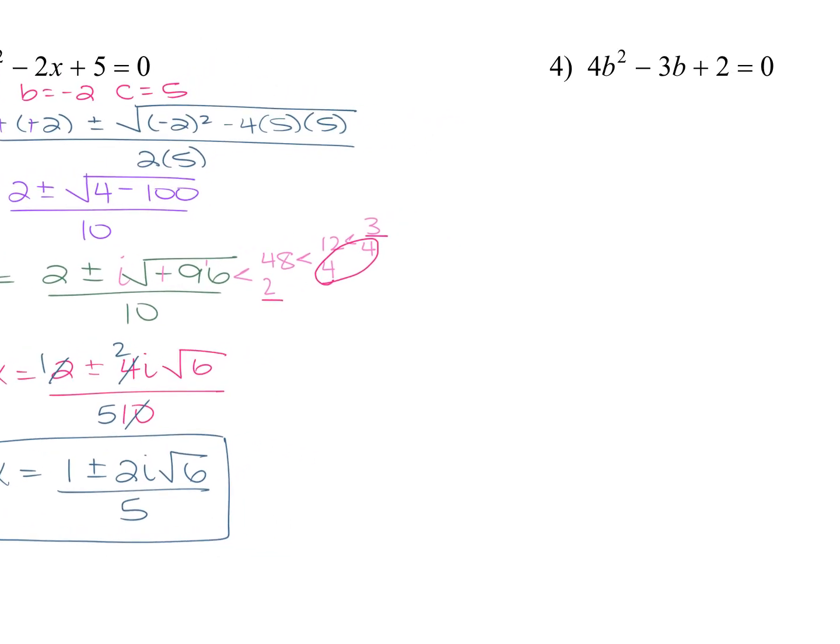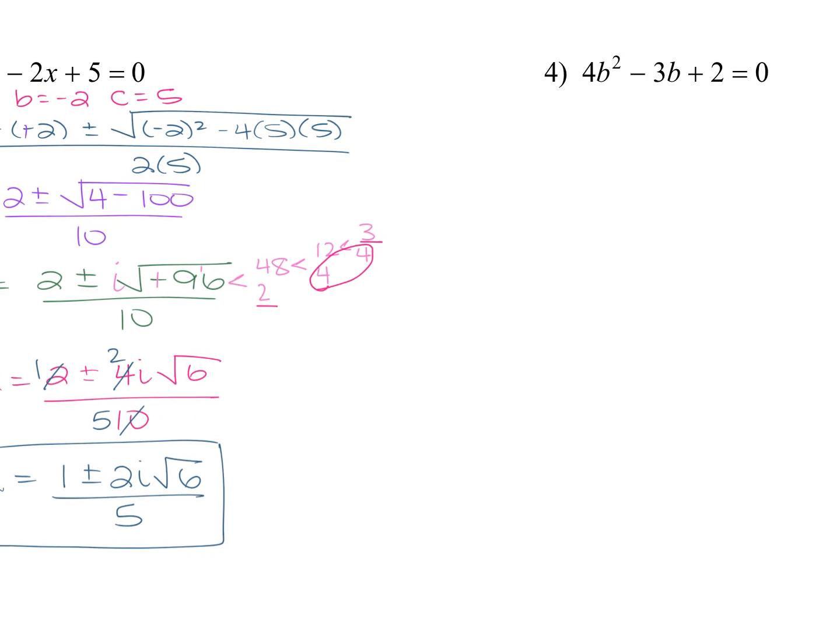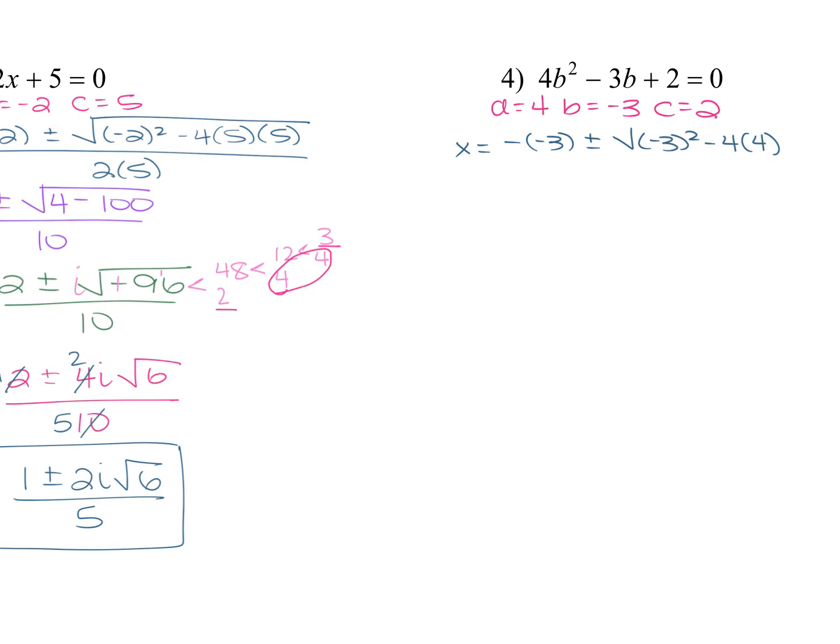For number 4, you have 4b squared minus 3b plus 2 is equal to 0. A is 4, b is negative 3, and c is 2. So this is going to give us x is equal to the opposite of negative 3 plus or minus the square root of negative 3 squared minus 4 times 2 all over 2 times 4.